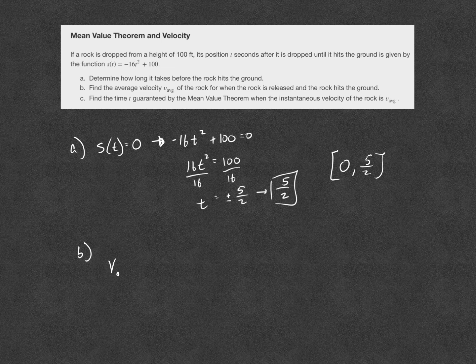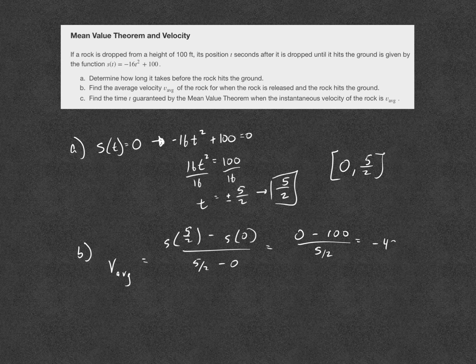So v sub avg is equal to s of 5 halves, plug that into the position function, minus s of 0, divided by 5 halves minus 0. Substitute 5 halves into the function, you get 0. That's what we found in step 1. Minus s of 0 is 100. And in the denominator, we have 5 halves. So the average velocity, when you type that into your calculator, is negative 40 feet per second.